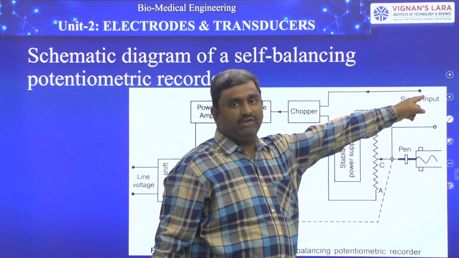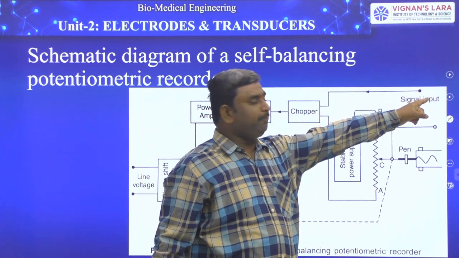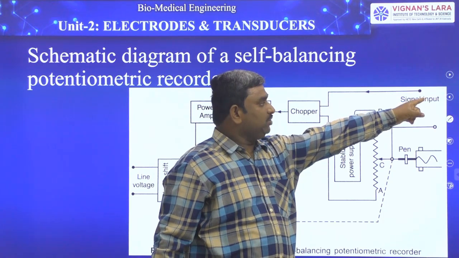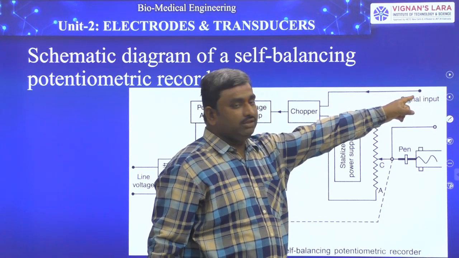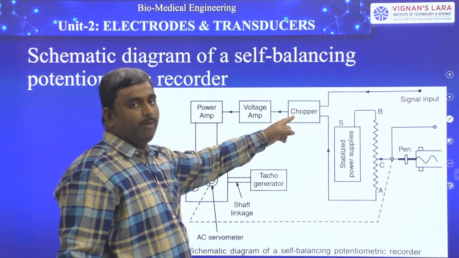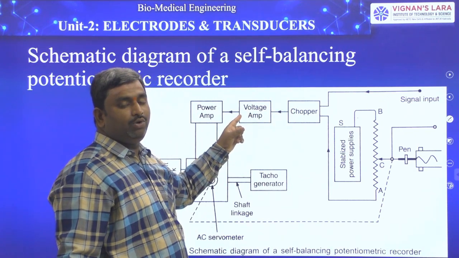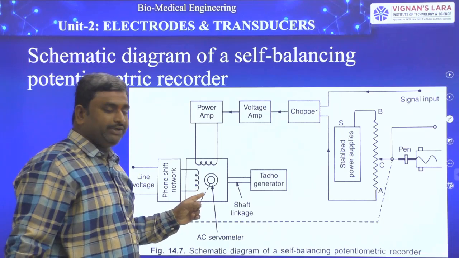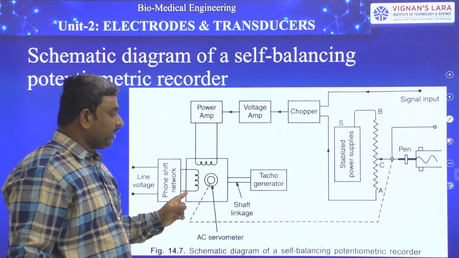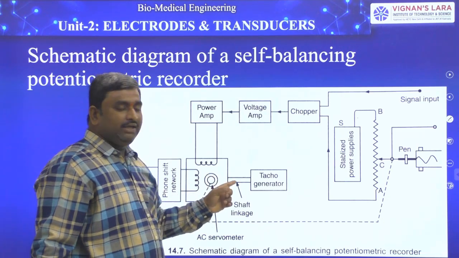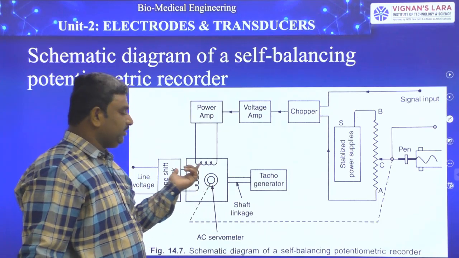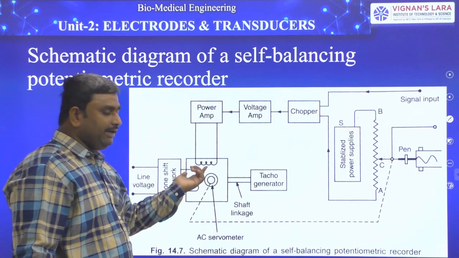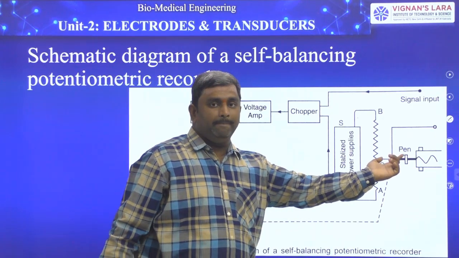So actually we are giving the human body electrical potentials from this side. I am giving the signal input here. From the signal input it goes to the chopper amplifier, from the chopper amplifier to the voltage amplifier, to the power amplifier, and then I have connected it to the servo motor. This servo motor is connected with the main power supply, and it is also connected to a pen motor.